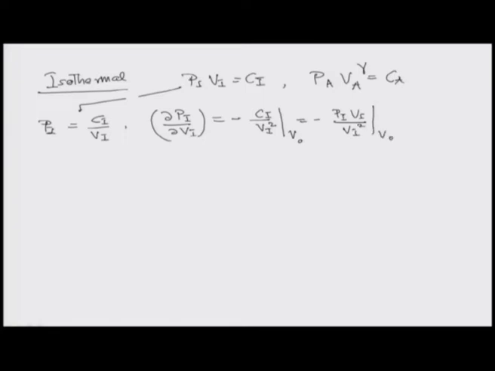I got rid of the constant Ci completely, and I can find out what is the expression. I can immediately find out this is nothing but minus Pi Vi by Vi square. I cancel one of this, and this is getting minus P naught by V naught. So, the slope is given by minus P naught by V naught. This is the slope of the isothermal curve at the point of intersection. Now, let us go to the adiabatic.